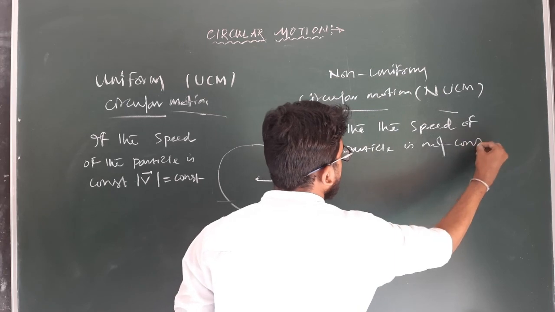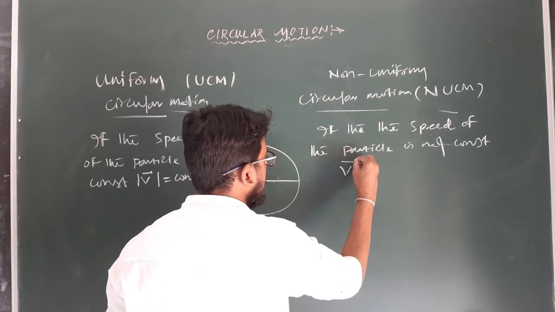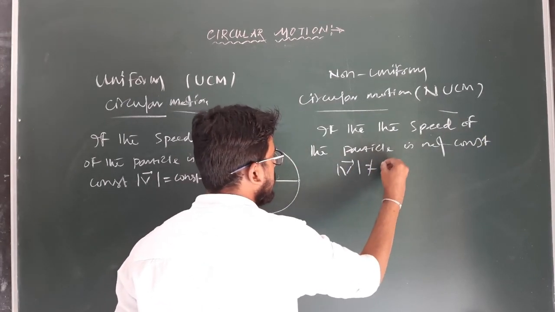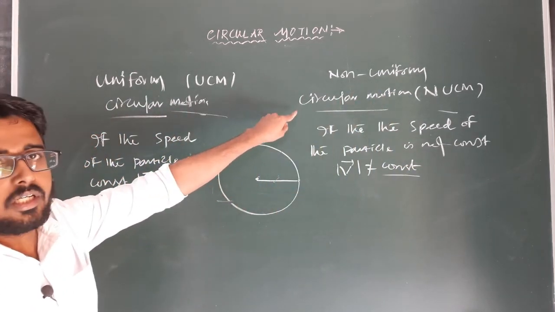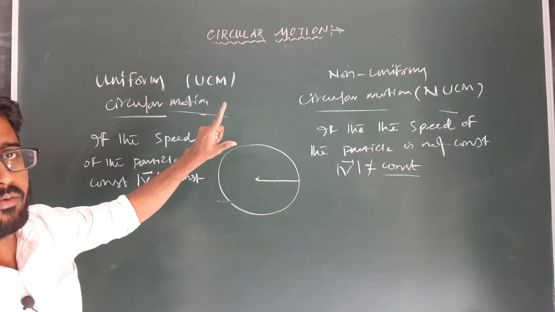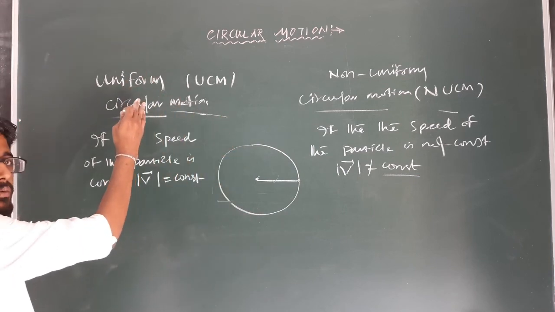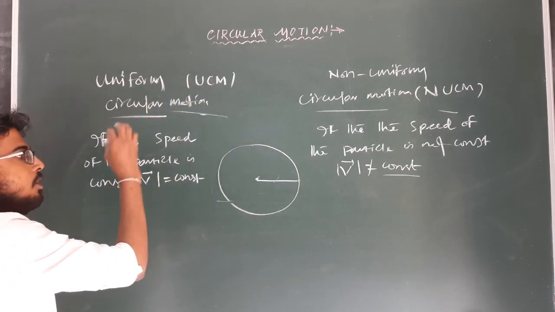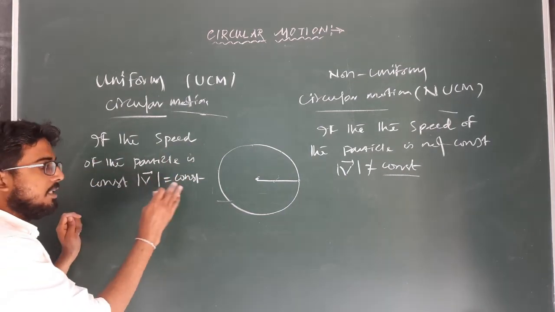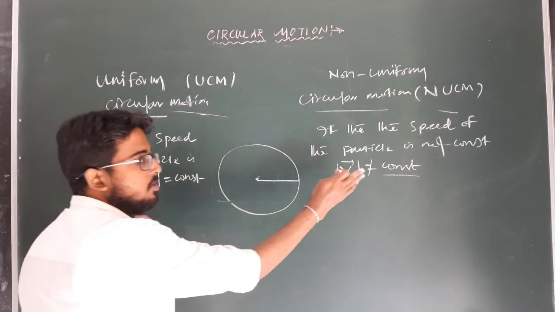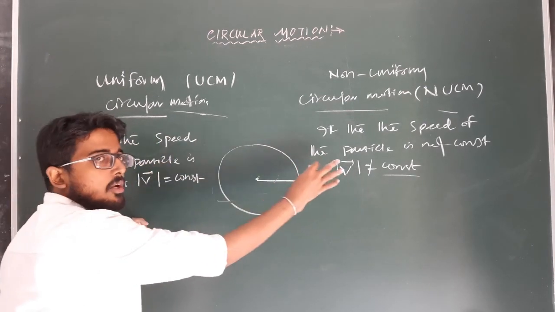Not constant, that means the magnitude of velocity is not constant, then the circular motion is said to be non-uniform circular motion. But in both uniform circular motion and non-uniform circular motion, these two motions are accelerating motion. Clear? Here speed is constant, here speed is not constant, but in both cases the velocity changes.